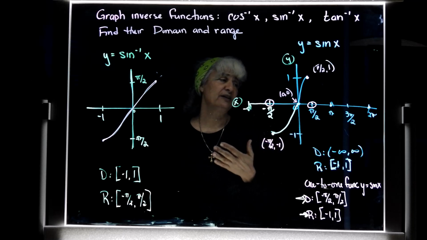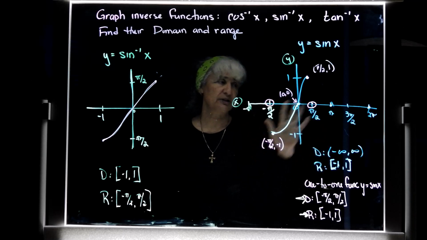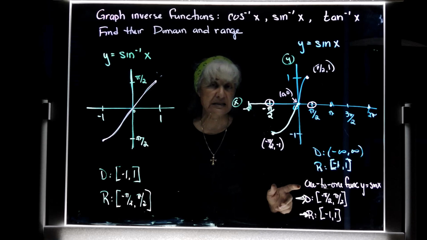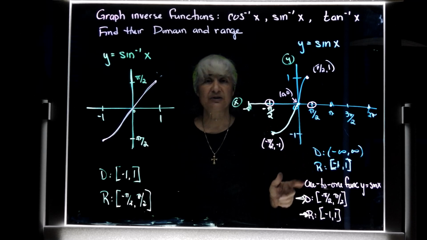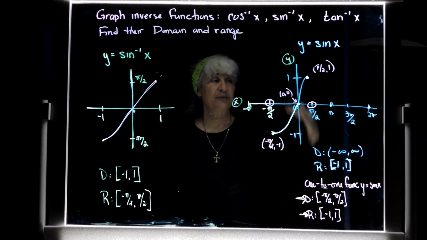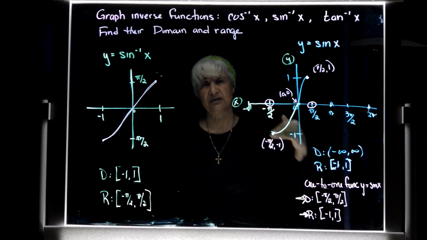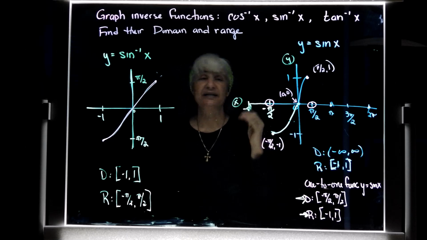Again, rewind the video if you need to get a little more clarity on why we have to limit the domain on the original function, because we need it to be a one-to-one function, which means it has to pass the horizontal line test as well. Good? Okay, I need some board space.